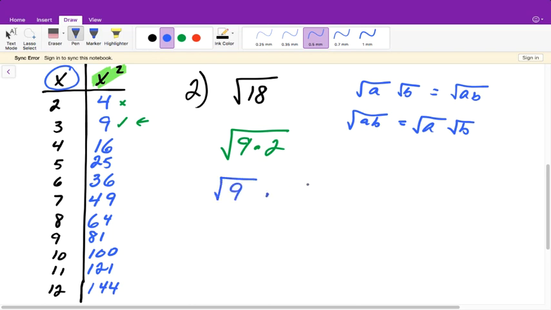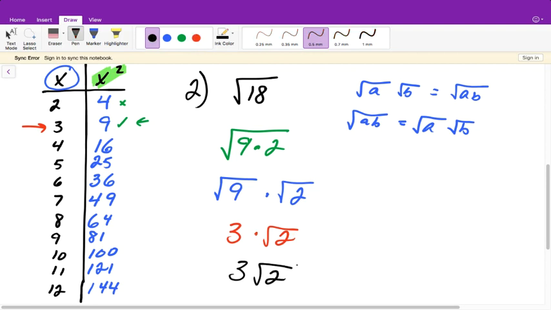So it's the square root of 9 times the square root of 2. Then I look and say, what is the square root of 9? Well, I know it's equal to 3. So the square root of 9 is 3, and it's 3 times the square root of 2. Remember, do not write this multiplication symbol. So it's simply 3 times the square root of 2.